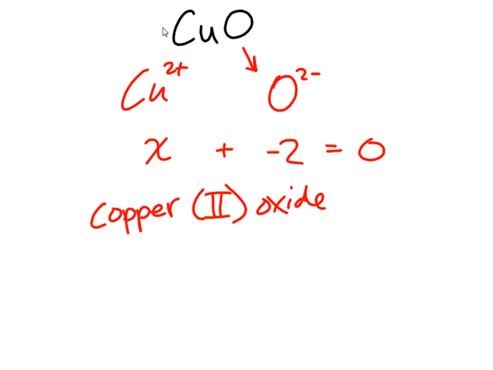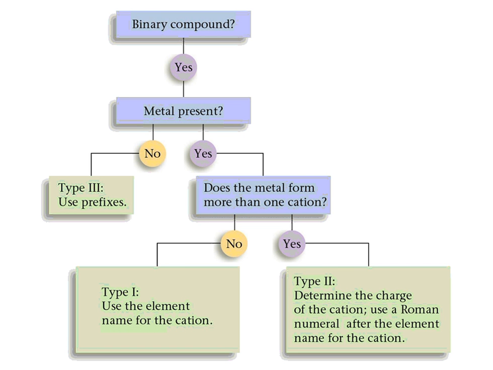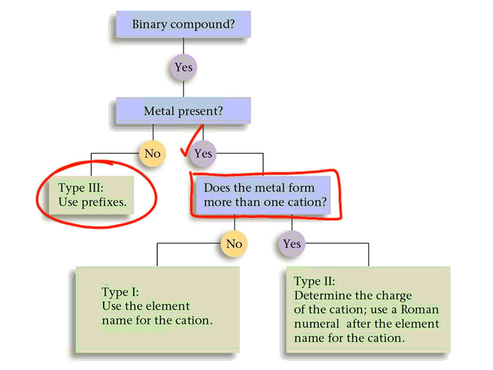All right? So let's go ahead and kind of look at a flow chart to decide whether or not it's type 1 or type 2. Okay? So if I have a binary compound, which means it's composed of just 2 different elements, okay? If it's a binary compound, then I go to, is there a metal present? If there is no metal present, then it's type 3, which we'll talk about next, right? Which is our covalent compounds, which we'll talk about later.